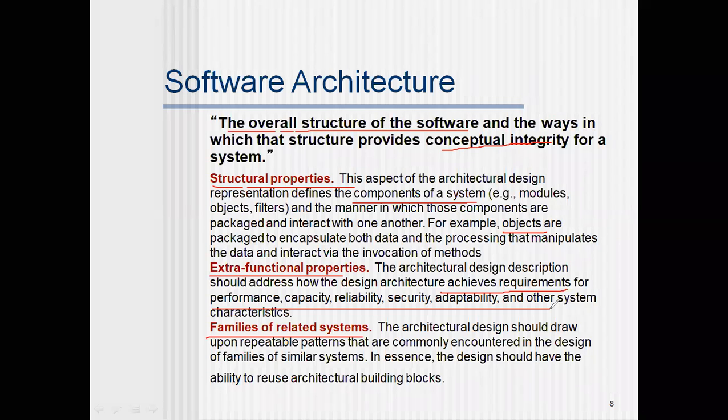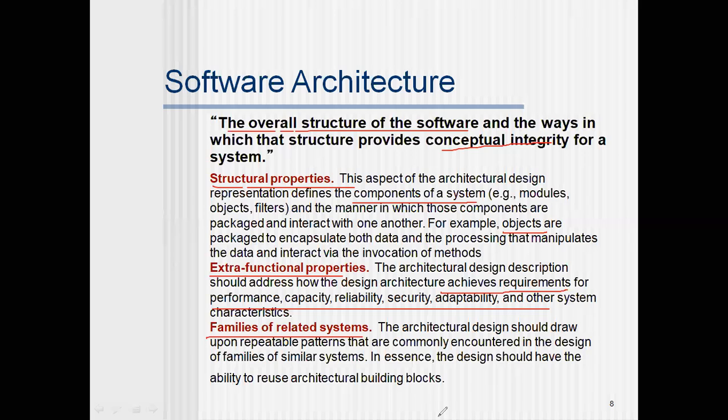Apart from that, our system has some other non-functional properties. What are those? The ATM machine is providing security. It is working with good performance: within 1 or 2 minutes we are withdrawing some amount. So the non-functional or extra functional properties related to an ATM machine are about performance, capacity, reliability, security, adaptability, etc.